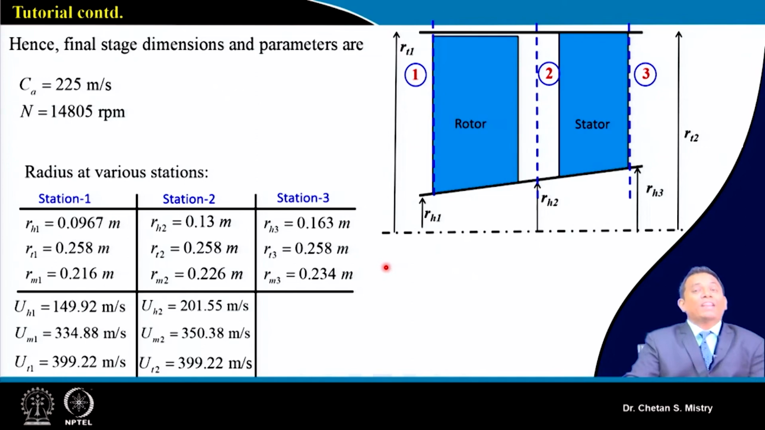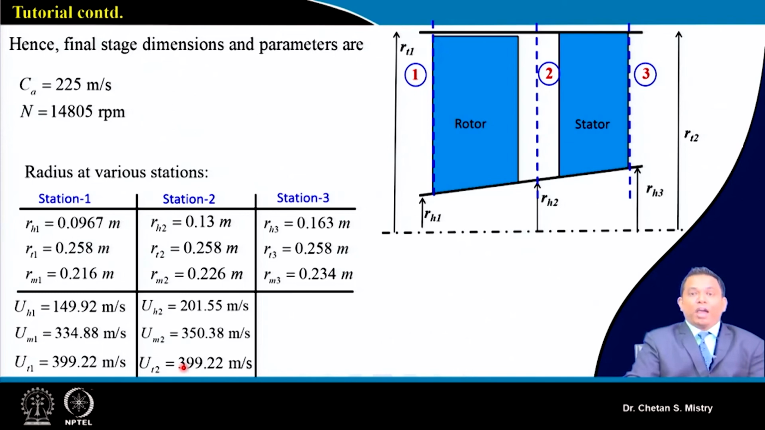Now since my radius is different, we need to realize that my peripheral speed at the entry and my peripheral speed at the exit of my rotor will also be different. You can see here at the entry my peripheral speed at the hub is 149.92, and at the exit it is 201.55. In the same way at the tip it is nearly 400, because we are assuming it to be constant.